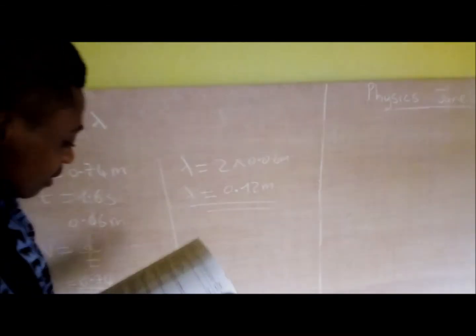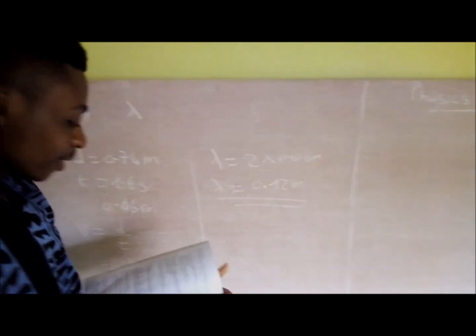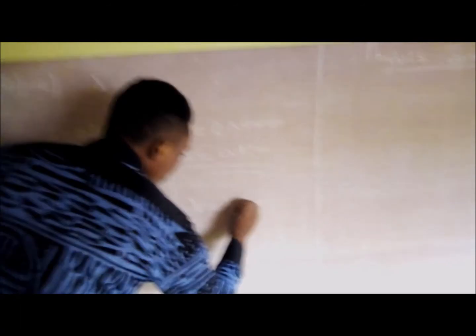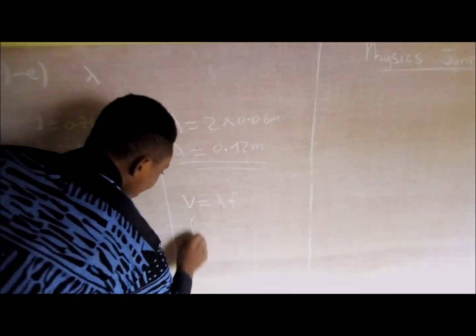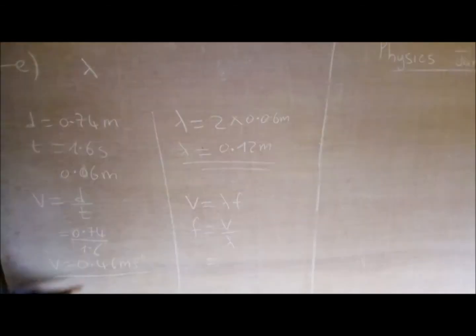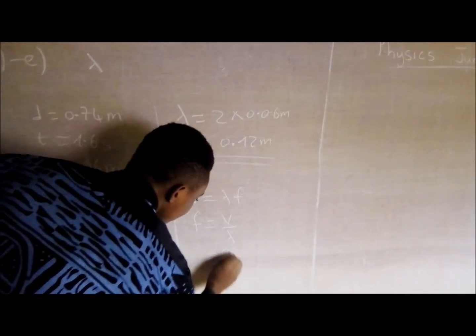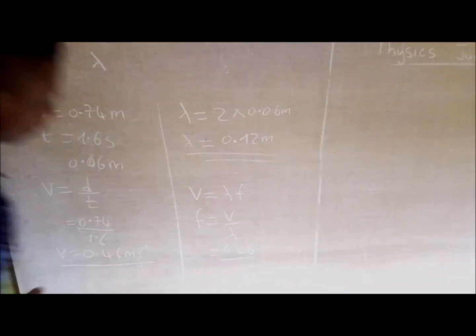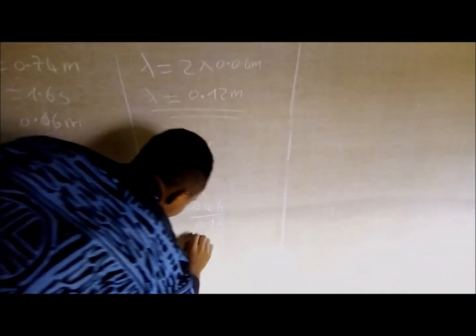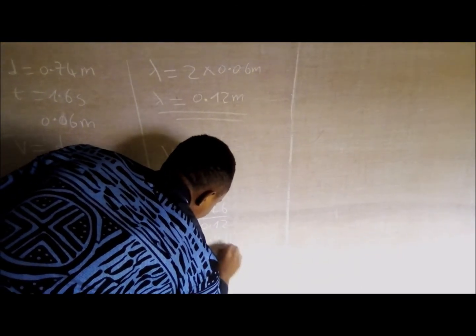The last question here says, find the frequency of the wave. From the wave equation, velocity equals wavelength times frequency. We make f the subject of the formula, frequency is equal to velocity over wavelength. That is velocity of this wave, 0.46, all over the wavelength, 0.12. It means 3.8 hertz. That is it.